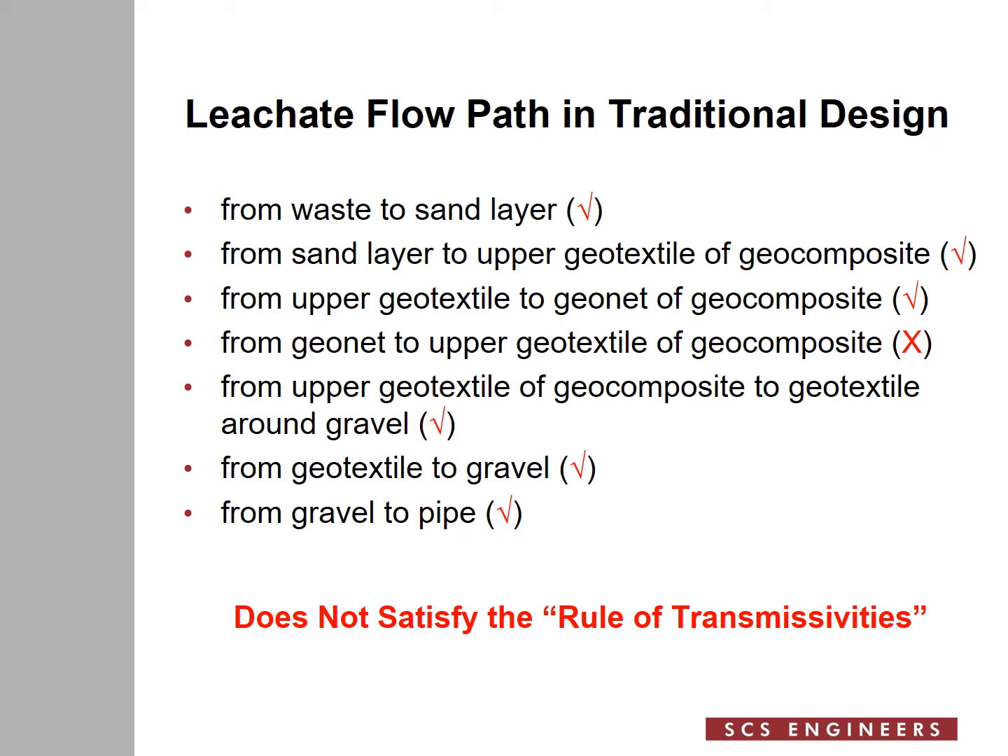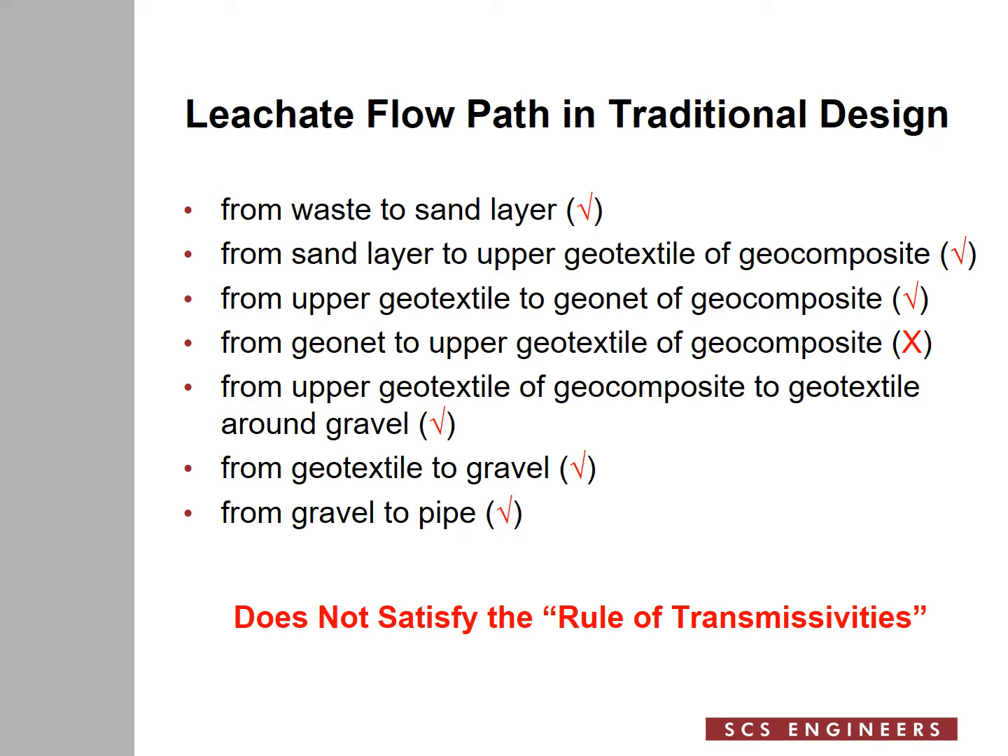Then it moves from the sand layer to the upper geotextile of the composite. Again, upper geotextile of the geocomposite has higher transmissivity than sand layer. Again, it meets the rule of transmissivities. Then leachate flows from the upper geotextile to the geonet component of the geocomposite. Again, geonet transmissivity is higher than geotextile. A check mark, it meets the rule of transmissivities.